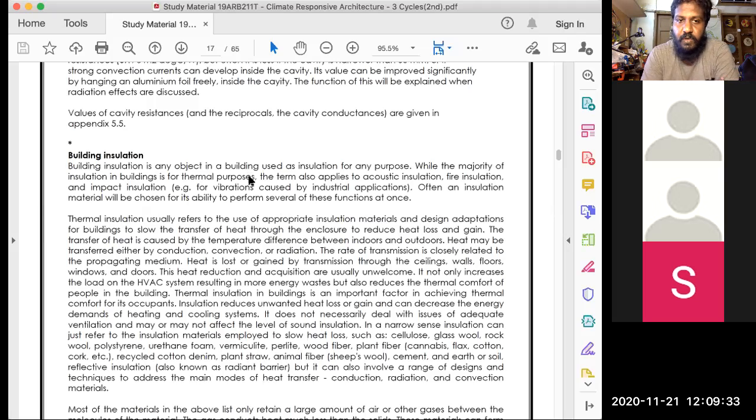Whereas in a hot place, what happens? The exterior is hot and the interior is comparatively cooler. So there is always going to be a temperature difference from high to low. Now we don't want the heat from the outside to come onto the inside. So these are the primary reasons why building insulation is done.